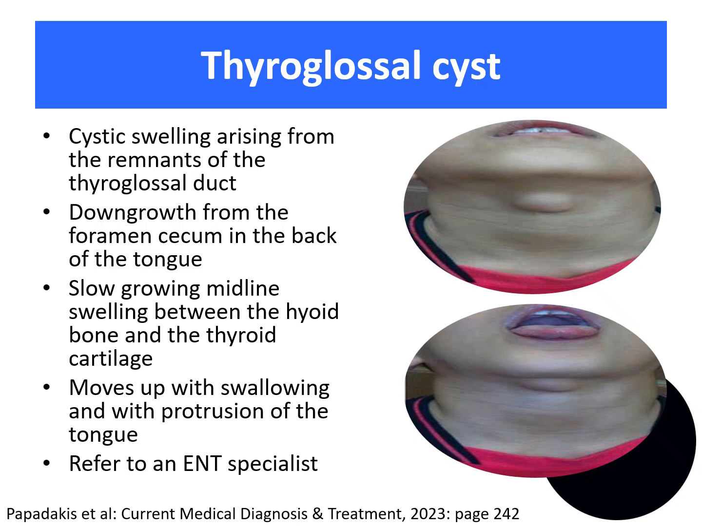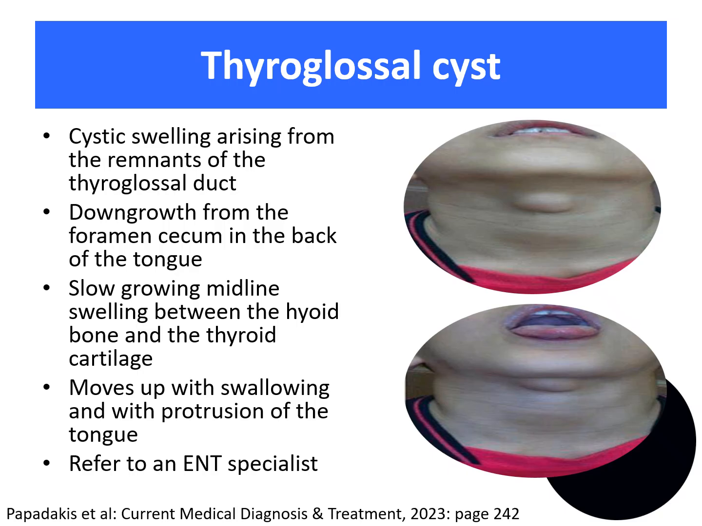Occasionally, remnants of that duct may remain behind in that position below the tongue, above the hyoid bone, in front of the hyoid bone, below the hyoid bone, and then down towards the third and fourth tracheal rings. This will present as a slow-growing midline swelling between the hyoid bone and the thyroid cartilage. That's the most common location for a thyroglossal cyst.